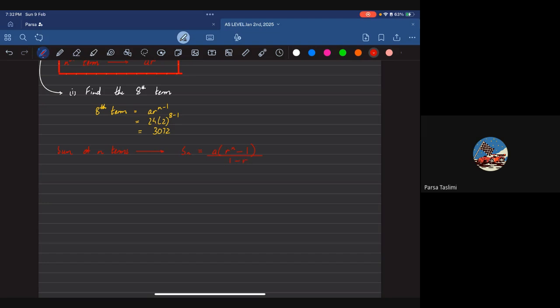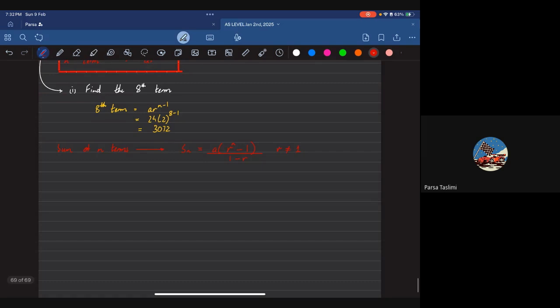Now, one thing that you need to know is that r cannot be equal to 1 here. Otherwise, you're going to end up dividing by 0. And this is r raised to the power n. It's not r multiplied by n. I want to make sure that that is clear. This is r raised to the power n.